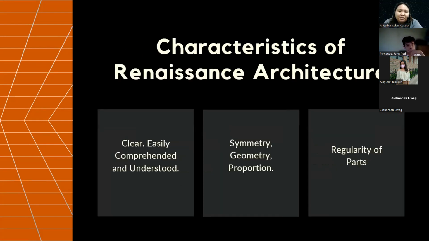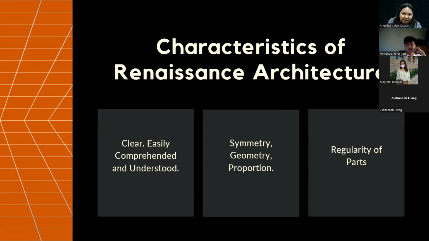Characteristics of your Renaissance architecture, again, as I've said, your buildings are clear, easily comprehended, easily understood. Walang extra ornaments that would make the person think pa. Symmetry, geometry, proportion. During this time, they wanted it to be regular, like this one nga, regularity of parts. Yung hindi na masyadong madami yung irregularities niya. Mas balanced siya, mas dependent siya sa mathematical ratios, mas dependent siya into symmetry.